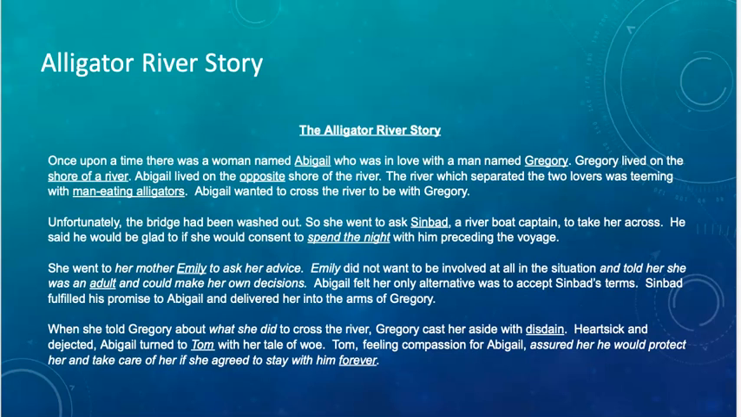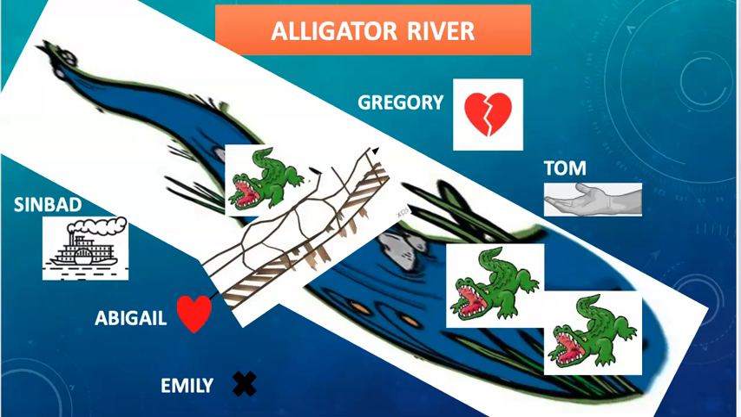She went to her mother, Emily, to ask her advice. Emily did not want to be involved at all in the situation and told her she was an adult who could make her own decisions. Abigail felt her only alternative was to accept Sinbad's terms. Sinbad fulfilled his promise to Abigail and delivered her in the arms of Gregory. When she told Gregory about what she did to cross the river, Gregory cast her aside with disdain. Heartsick and dejected, Abigail turned to Tom with her tale of woe. Tom, feeling compassion for Abigail, assured her he would protect her and take care of her if she agreed to stay with him forever.